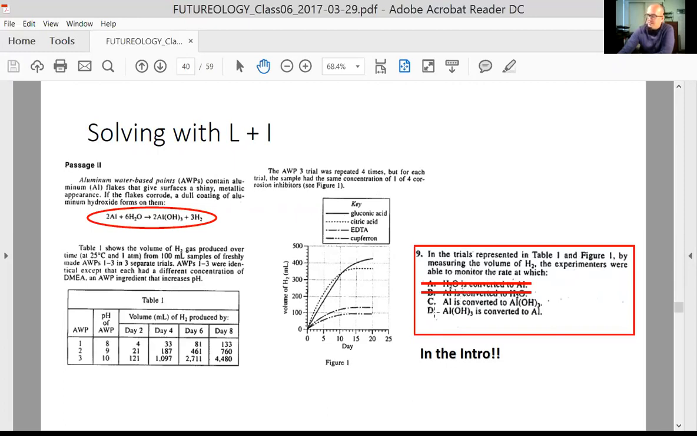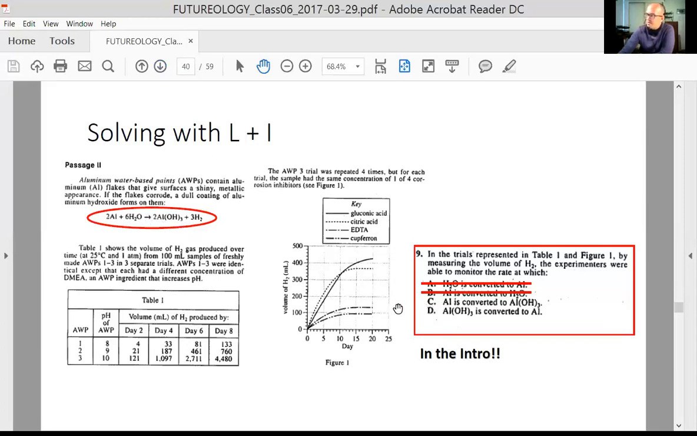If you were going to bet $100 on one answer, would you rather say it's Al converted to AlOH3, or would you like to say AlOH3 converted to Al? Well, the arrow is going left to right. So probably, just taking a guess, if we're not sure, it's probably going to be C because the arrow goes that way. And of course, if you know your chemistry, then you would be able to choose C outright.